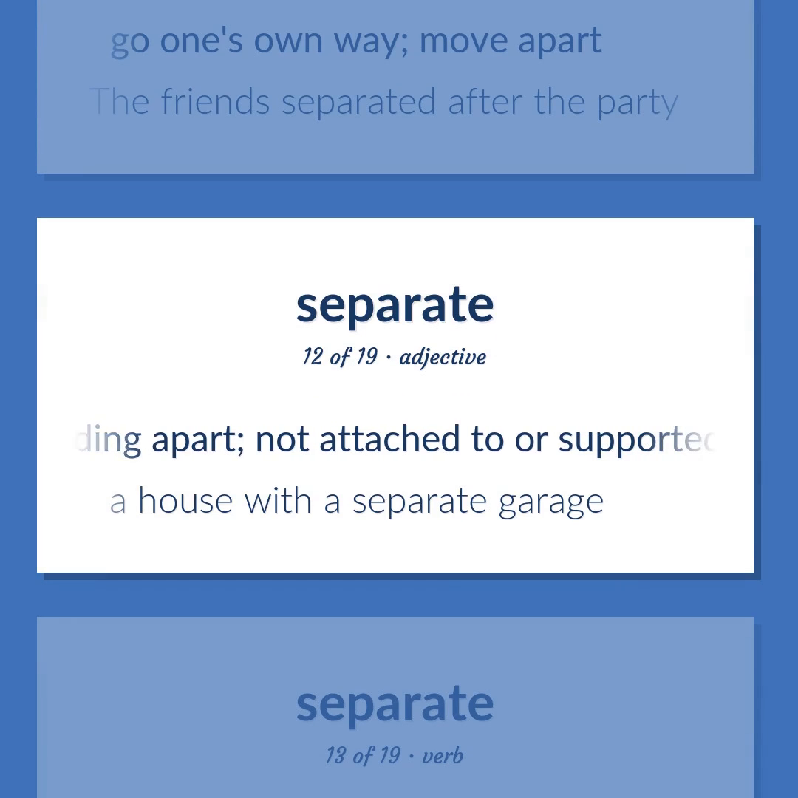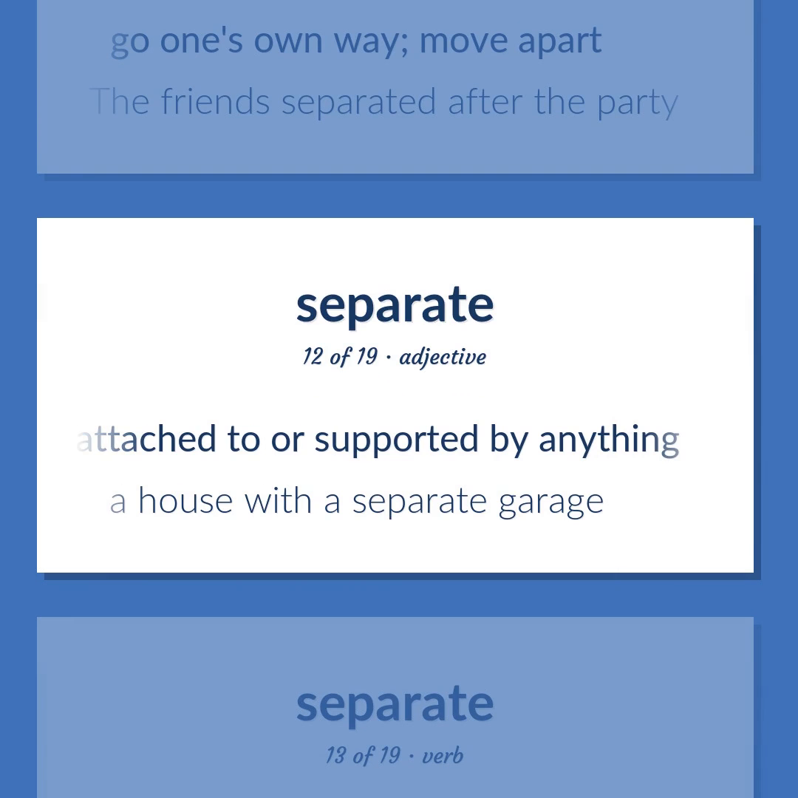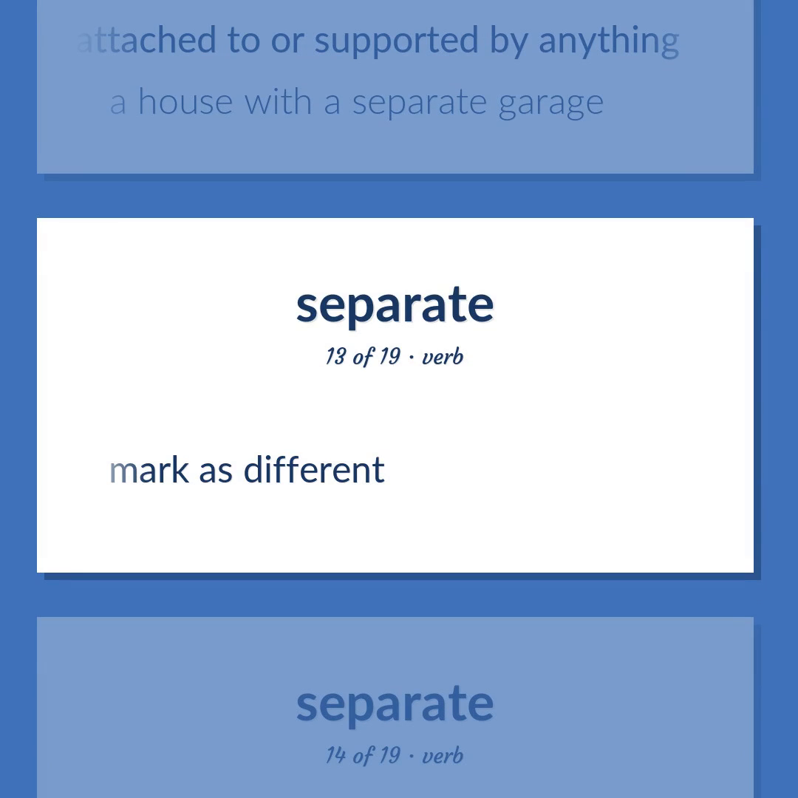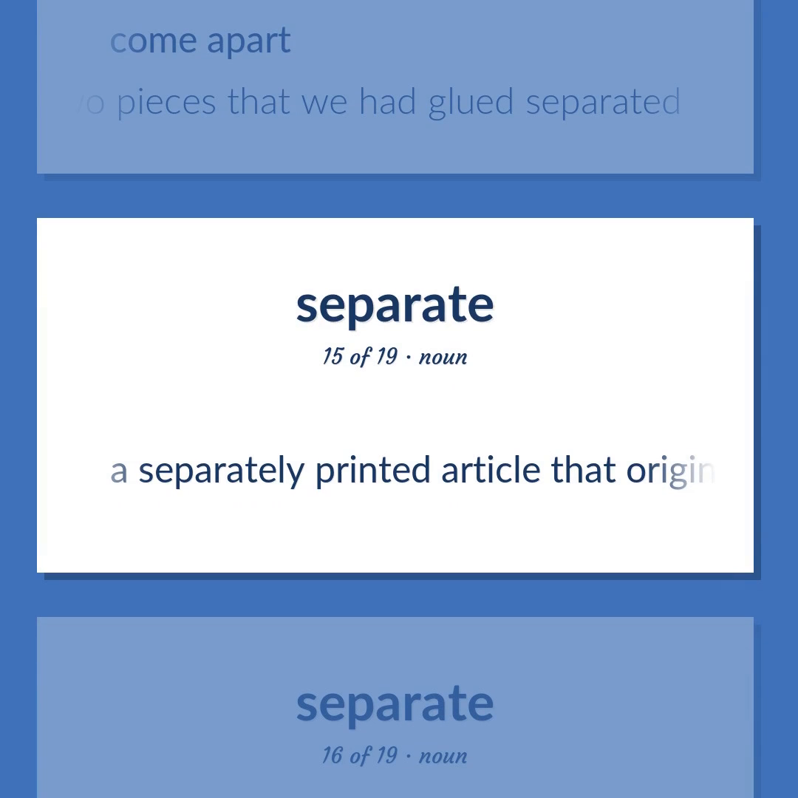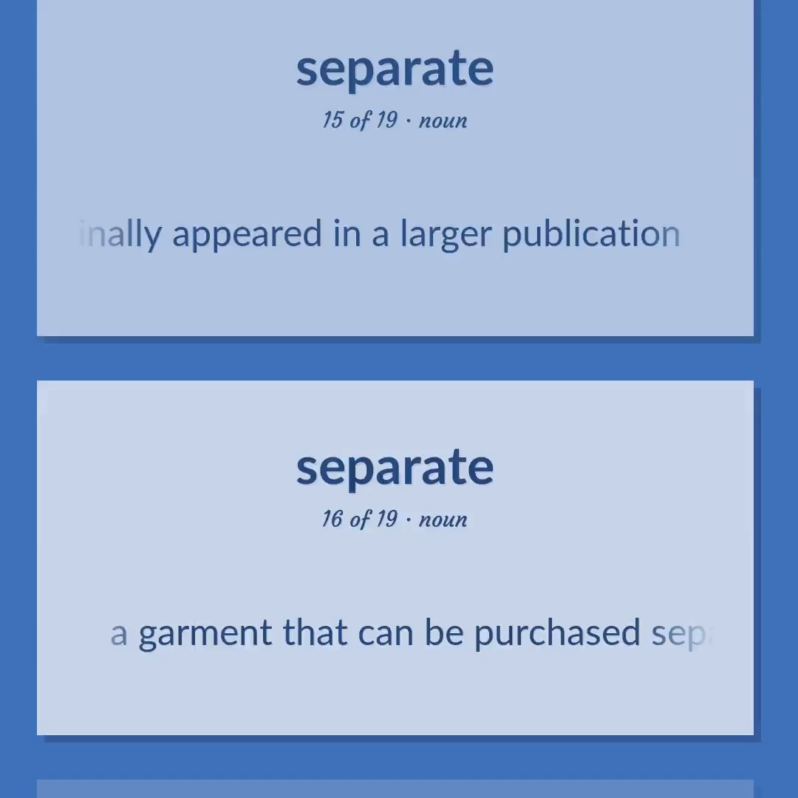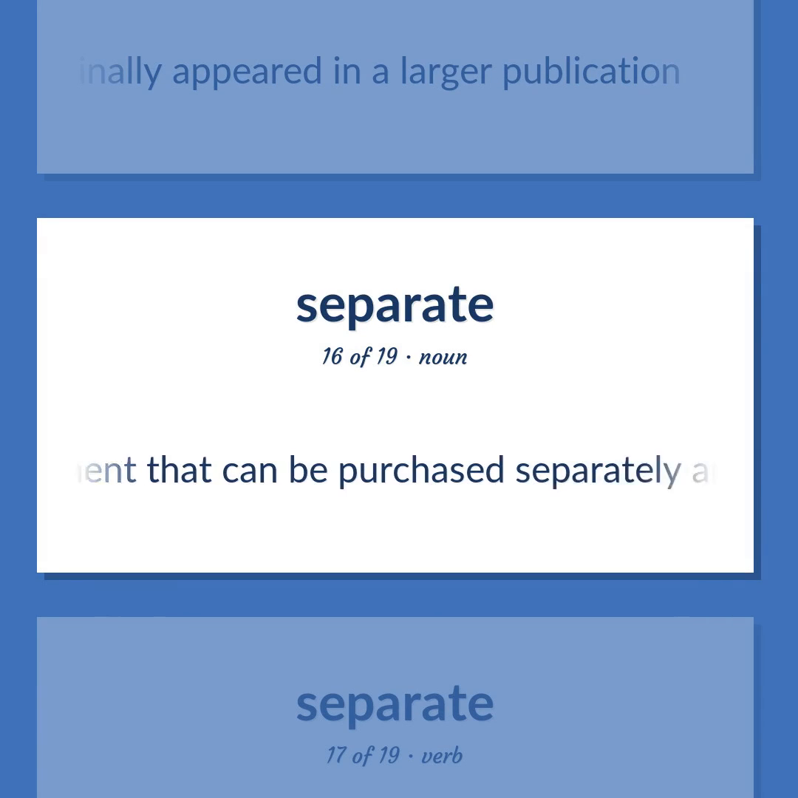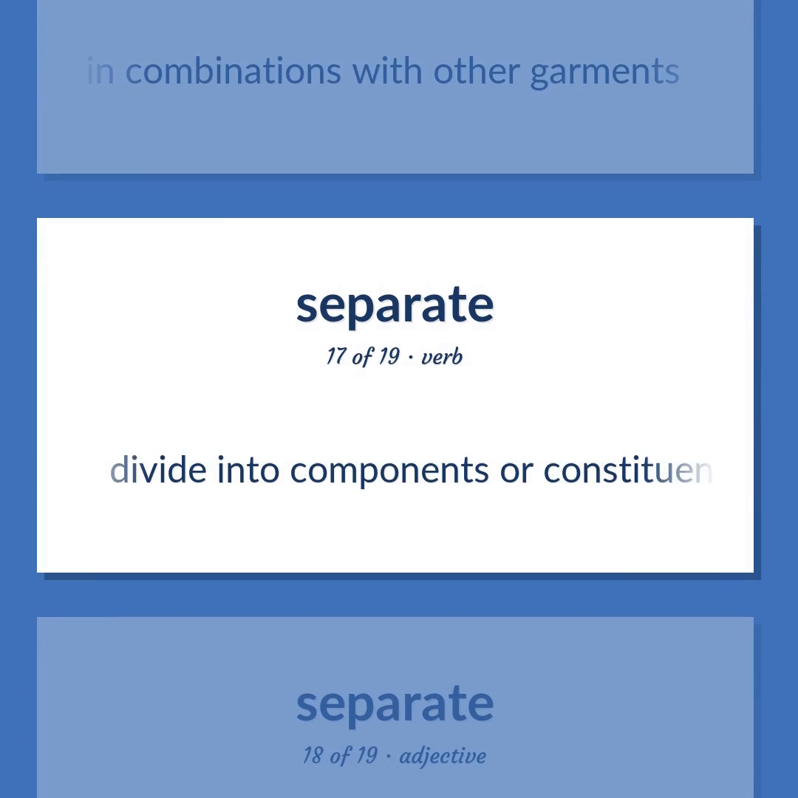Standing apart. Not attached to or supported by anything. A house with a separate garage. Mark as different. Come apart. The two pieces that we had glued separated. A separately printed article that originally appeared in a larger publication. A garment that can be purchased separately and worn in combinations with other garments. Divide into components or constituents.